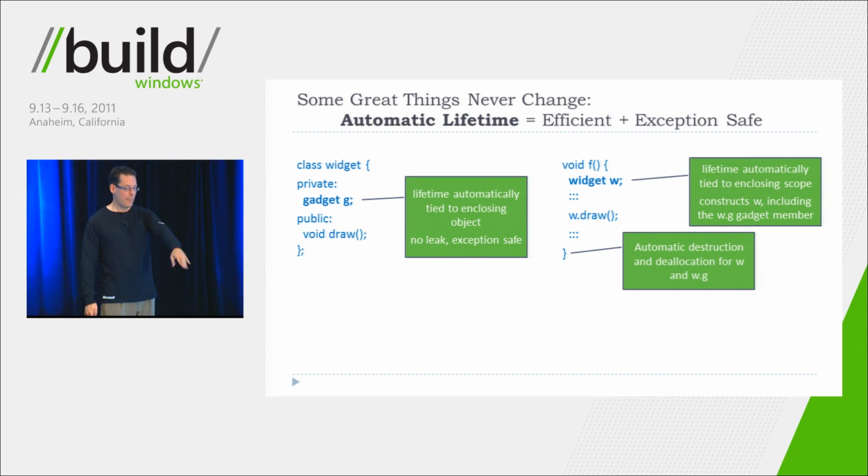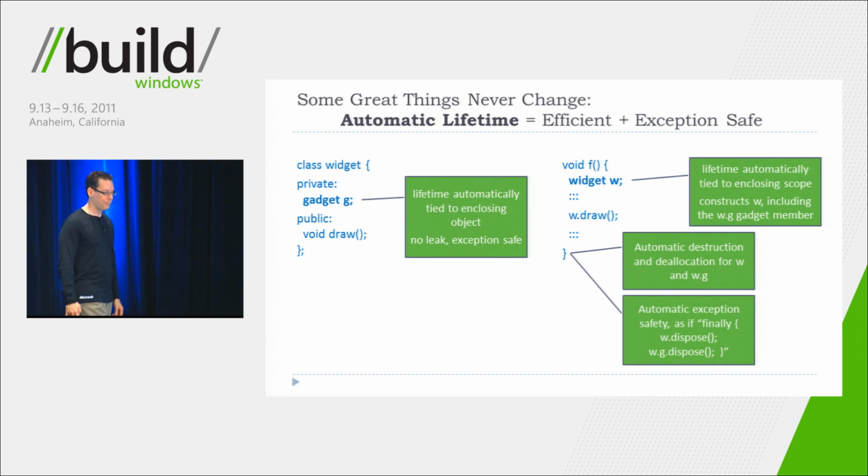And you get that automatic destruction and deallocation not just for the widget object, but notice the caller has no idea there's a gadget inside the widget, and he destroys the gadget too. And it just is naturally working.